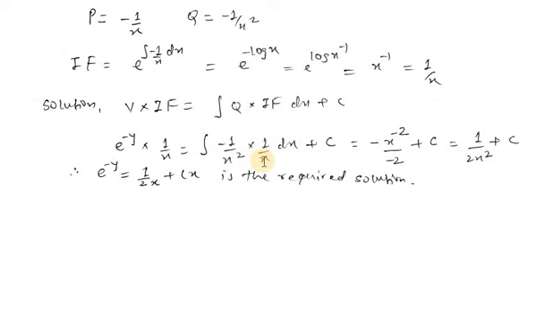Now 1 upon x square into 1 upon x will become 1 upon x cube, and you can write down 1 upon x cube as x raised to minus 3. Then after integration, x raised to minus 3 will become x raised to minus 2 by minus 2, and this minus sign as it is. So minus minus plus, it will become 1 over 2x square plus c. Now multiplying this equation by x, in the left hand side we have e raised to minus y, that is equals to 1 times x will cancel out, so it will become 1 over 2x plus cx. This is the required solution.